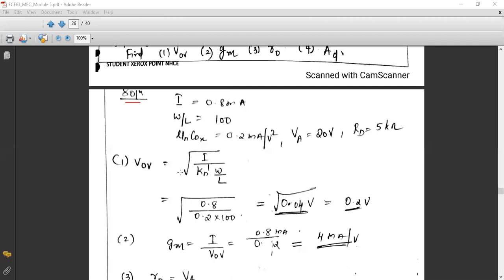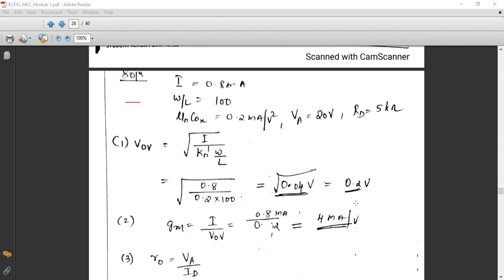Don't confuse the VOV of a differential amplifier with the VOV of a common source. Both are different. In a differential amplifier, ideally the bias current will split equally, and accordingly I have mentioned the equation for VOV, that is root of I divided by Kn dash W by L. Substitute I, Kn dash W by L, everything is in milliampere, so no need to convert. You will get your answer in volt. So root of 0.04 is 0.2.